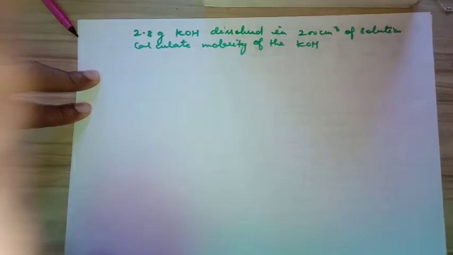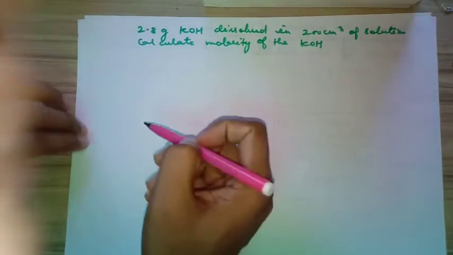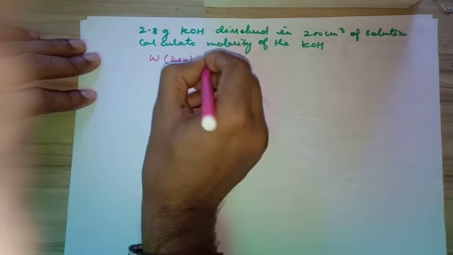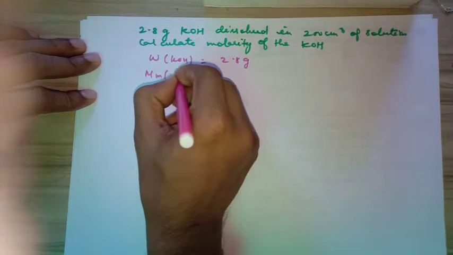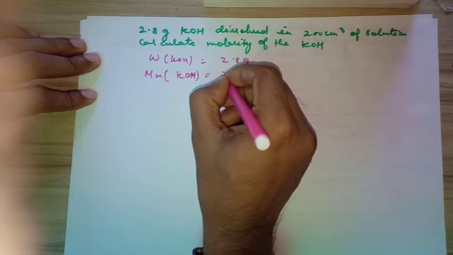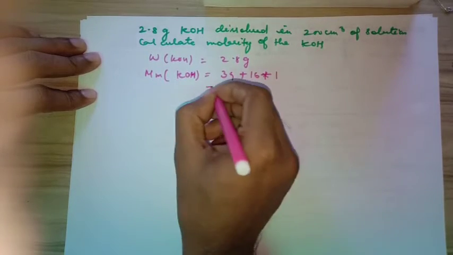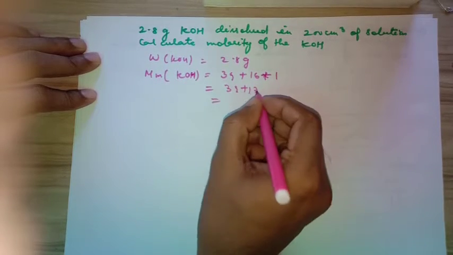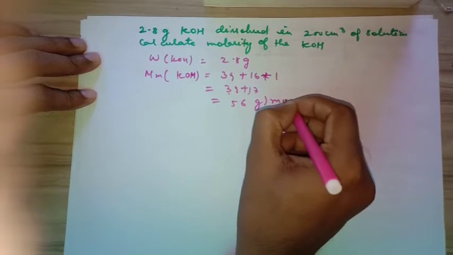Calculate the molarity of the KOH. So it can be solved as, we are given the weight of KOH, that is the solute, as 2.8 grams. So we have to find its molar mass of KOH. For K it is 39, for oxygen it is 16, and for hydrogen it is 1. So it will be 39 plus 17, that is 56 gram per mole.